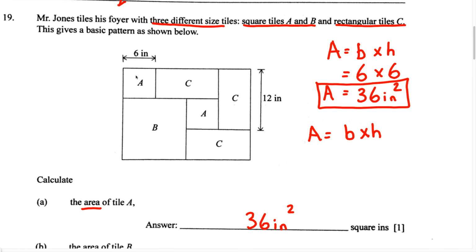Now, we already found the area of tile A, and we know it is going to be 36 inches, but they gave us one side of tile A, which was 6 inches. And because they gave us the length of one side of A, which is 6 inches, and because it is a square, we know all sides are equal. Therefore, if this side is 6 inches, we know this side is also 6 inches. We know this side right here is 6 inches.